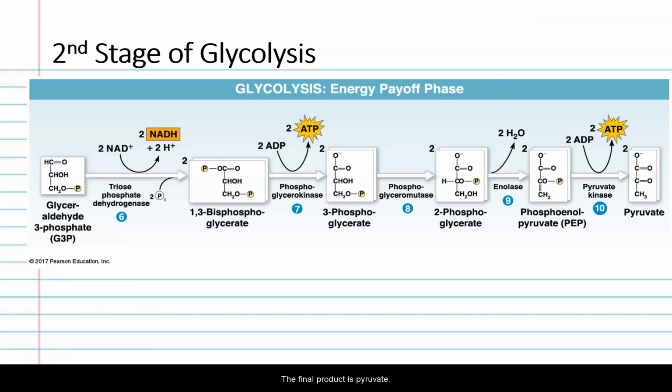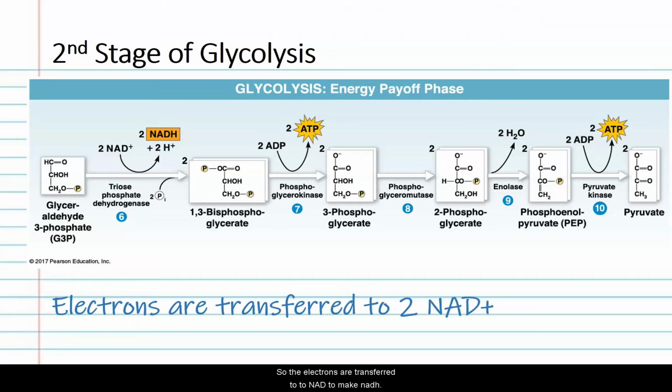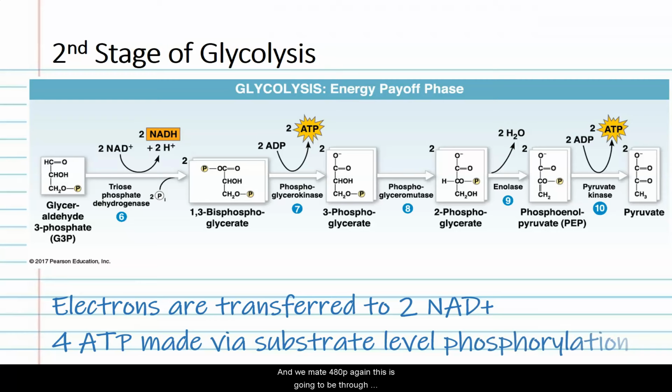The final product is pyruvate. We get 2 pyruvate molecules for every glucose. Remember, glucose has 6 carbons, pyruvate has 3. So the electrons are transferred to 2 NAD to make NADH, and we make 4 ATP. Again, this is going to be through substrate level phosphorylation.